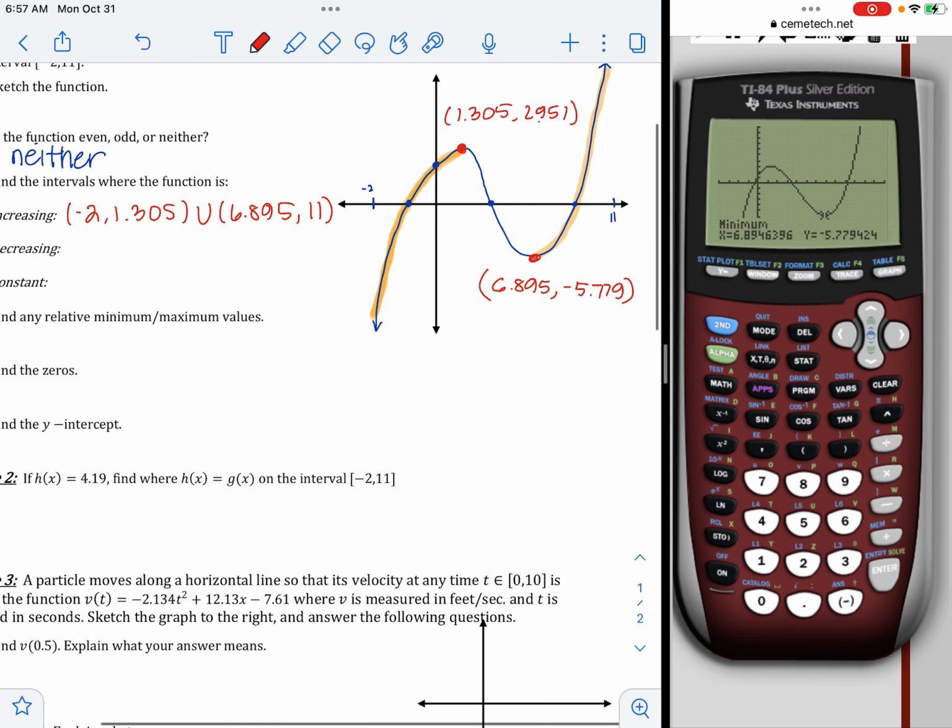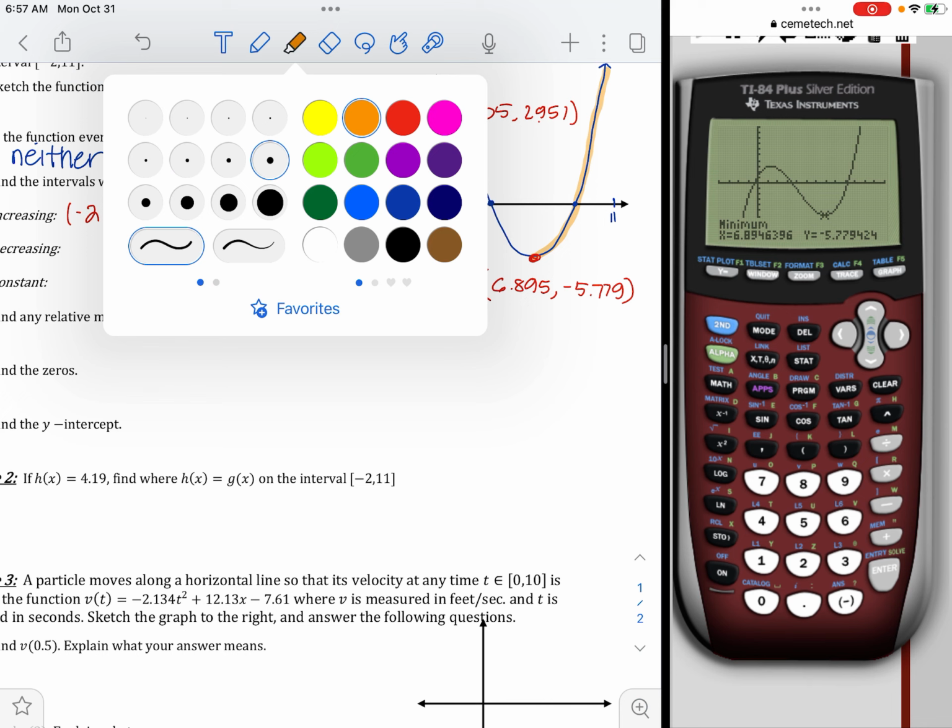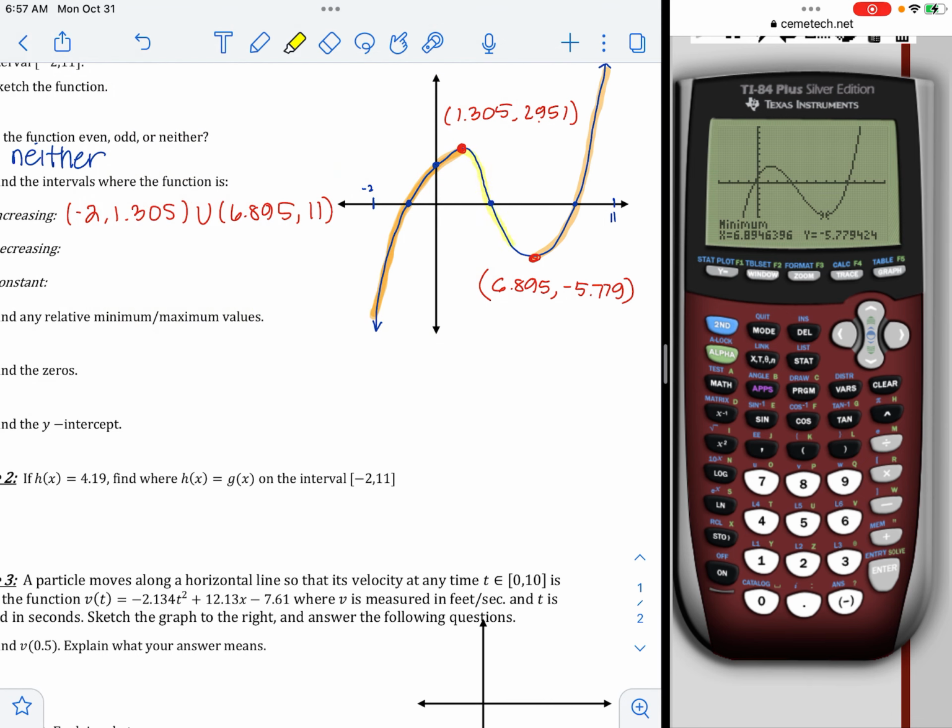All right, now we have to do decreasing. So I'm going to change my highlighter color here. You can see that it's decreasing right here. So that is from 1.305 to 6.895. Lastly, they want to know where there's a constant. I'm looking for a horizontal line. There isn't one, so that is never or none.